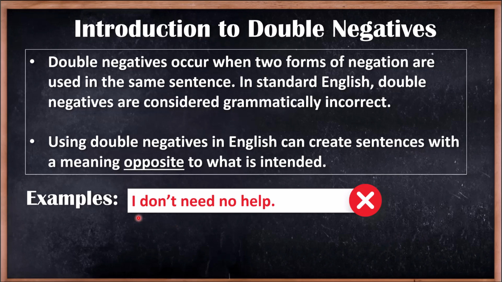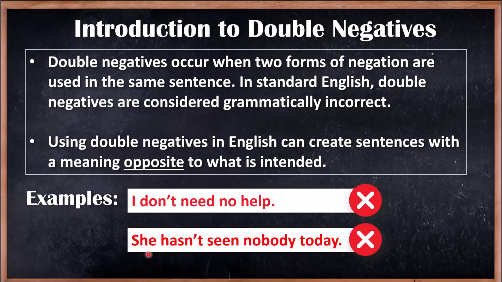For example, I don't need no help. In English, this means I do need help. I don't need no help. I need some help. But I want to say I don't need any help. We have two negatives in this sentence, don't and no. And in English, they cancel each other out.